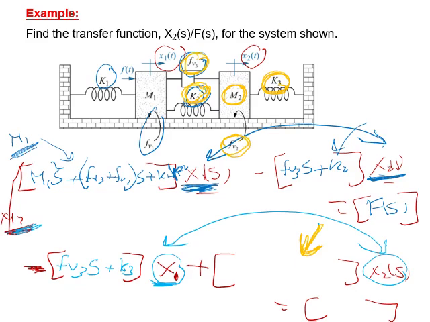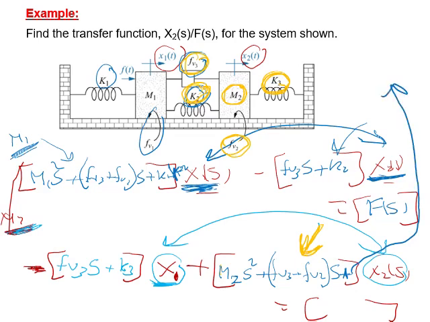So let us arrange them and put them. You are going to find that what to put here is M2 S square plus FV3 plus FV2, all multiplied by S. We didn't finish here, plus, let me write it somewhere else, I will write it here, plus K3 plus K2.